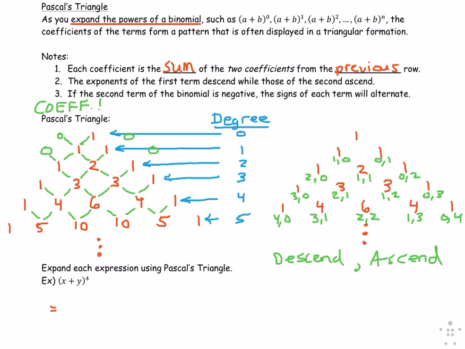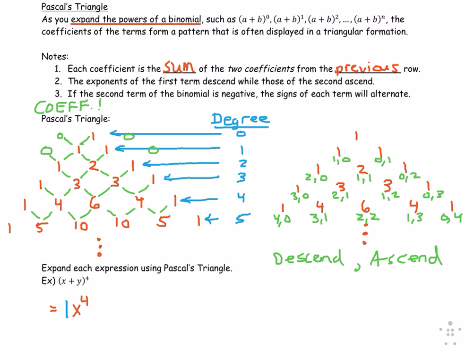So the first thing that I do is grab a coefficient. All right, so I grab a coefficient of 1. And then I take the first term, I raise it to the 4th power, so there's the first term, raise that to the 4th power. And then I take the second term with its sign, and then I raise it to the 0 power. So positive y raised to 0 power is just 1, so I'm not going to write it.